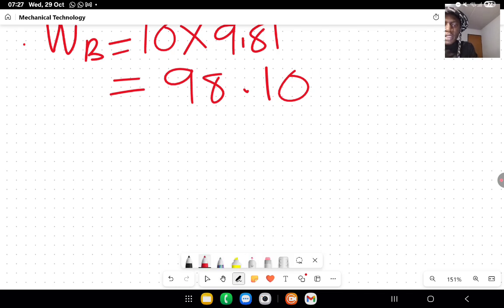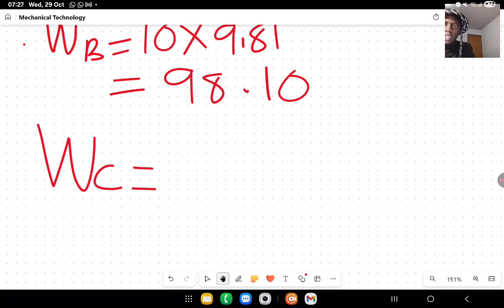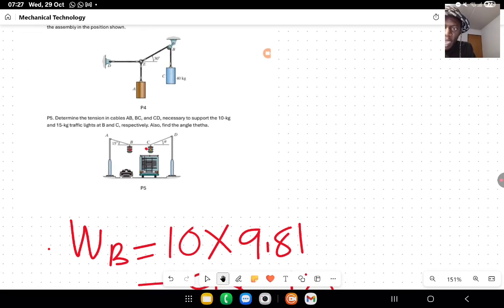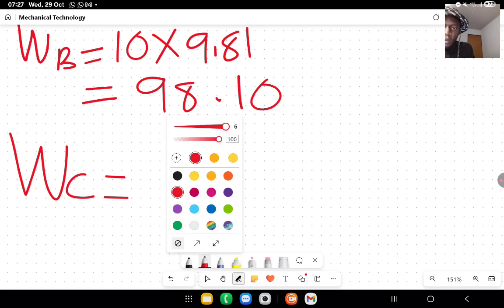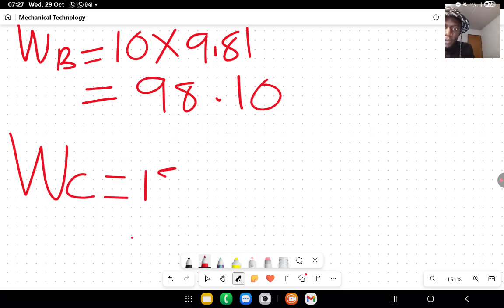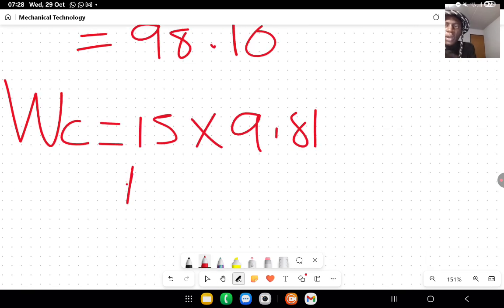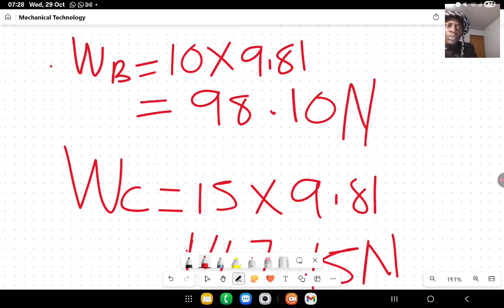Therefore, we come for weight at C. What is our mass? Our mass is 15. That means we are going to say 15 multiplied by 9.81. Then we use our calculator, we get our weight, which is 147.15 Newton. Even here we must not leave out the Newton.